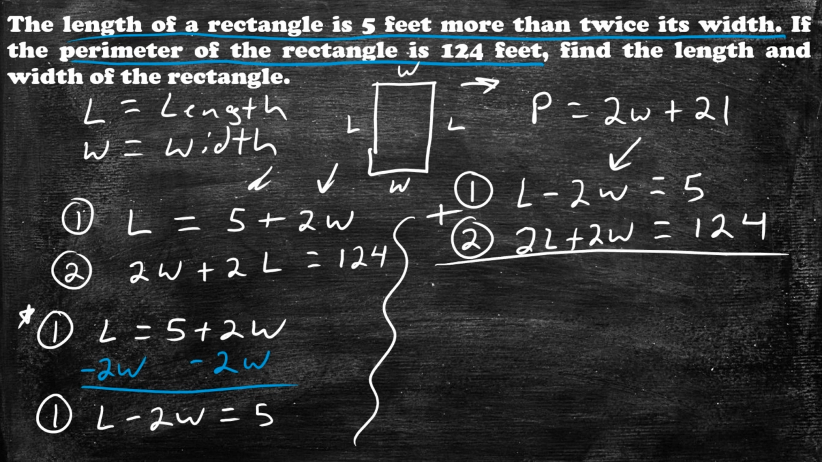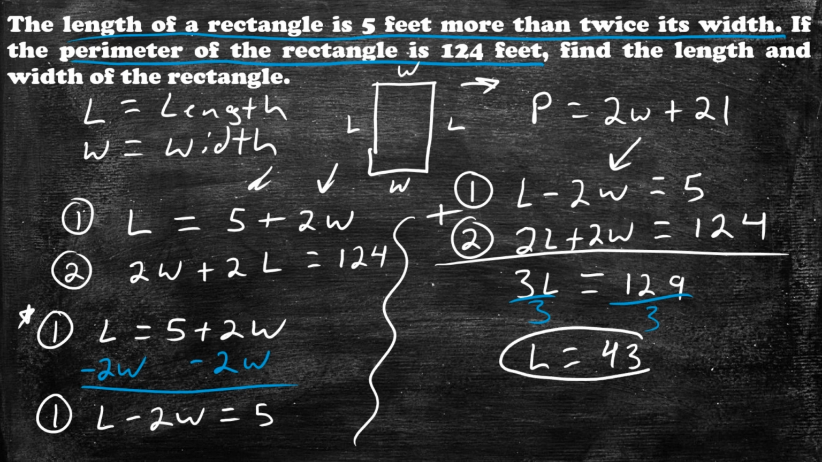So L plus 2L is equal to 3L. 3L is equal to 5 plus 124, which is 129. Now to solve for L, we divide by 3. And then what we get is L is equal to, let's type this in the calculator real quick. Maybe I should have done it beforehand, but we can do it together. So L is equal to 43. All right, so we found one of our answers here.